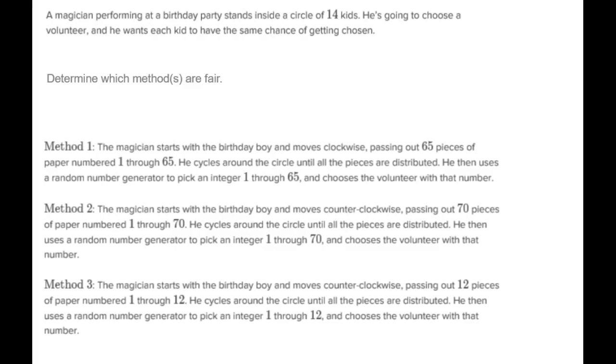This method is going to turn out to not be fair, and we can just do some basic division to see why. So there's 65 pieces of paper he wants to pass out. If we divide that by 14, the number of kids, we can determine how many pieces of paper each kid would get. 14 is going to go into that 4 times. So 4 times 14 is going to be 56. And if we subtract 65 minus 56, we're left with 9. So this means that of the 14 kids, all of them would get 4 pieces of paper, but then an additional 9 kids would get a 5th piece of paper, leaving 5 kids only with 4.